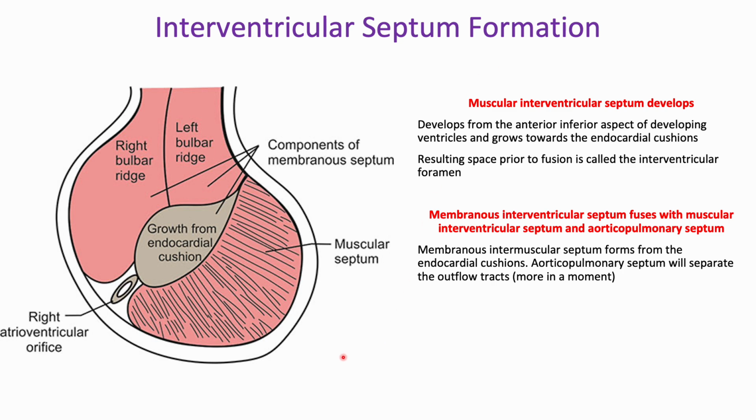So when you think about the adult versions of the interventricular septum, there are three components that are contributing. You have the muscular interventricular septum, which is growing from inferior to superior. You have the membranous interventricular septum, which is coming from the endocardial cushions. And then you have the aorticopulmonary septum, which is separating the aorta and pulmonary trunk, which also is one of the attachment points for fusion to form your complete interventricular septum.